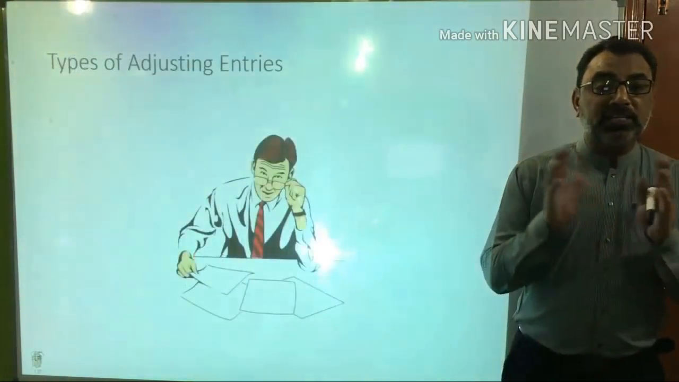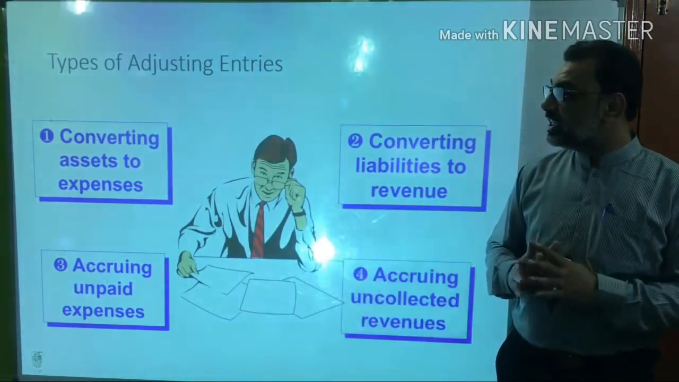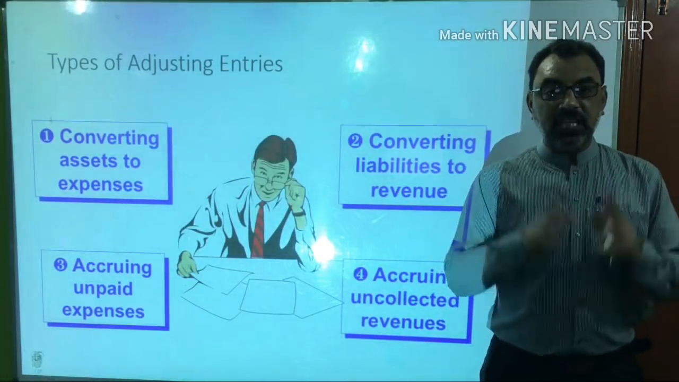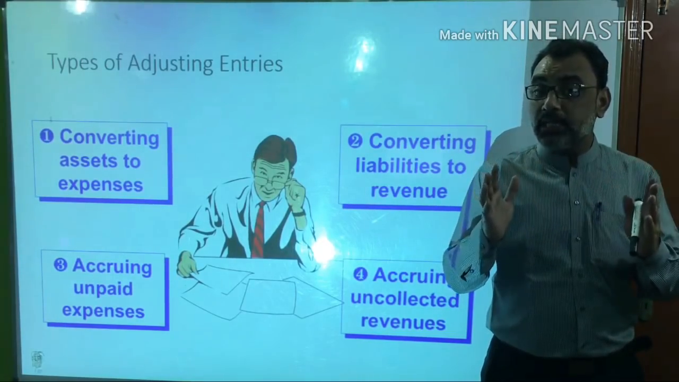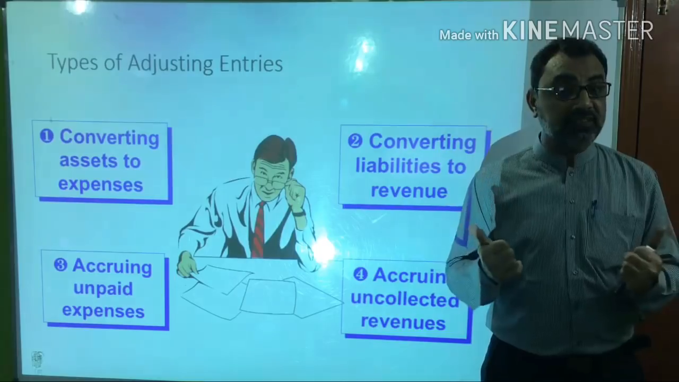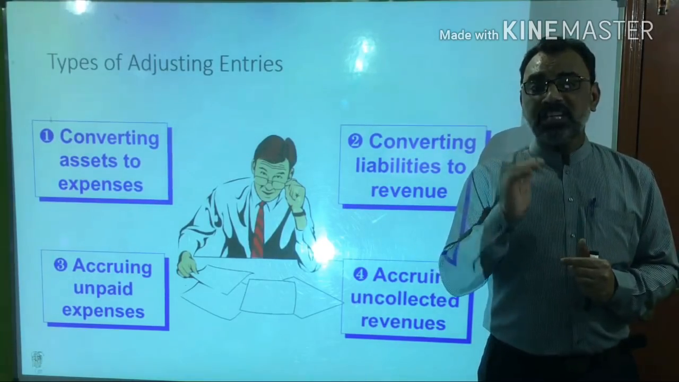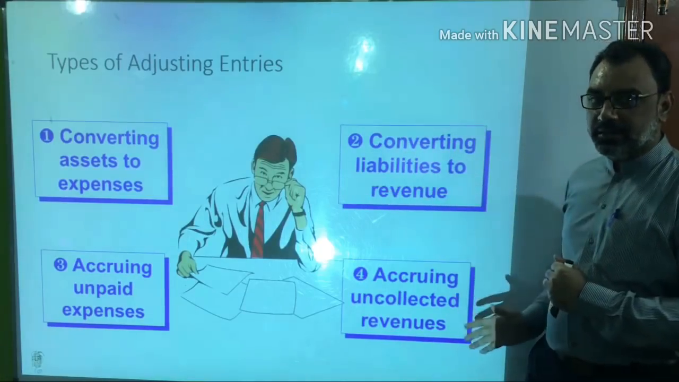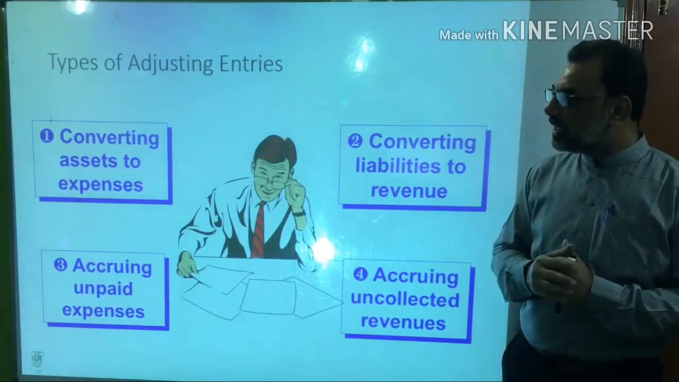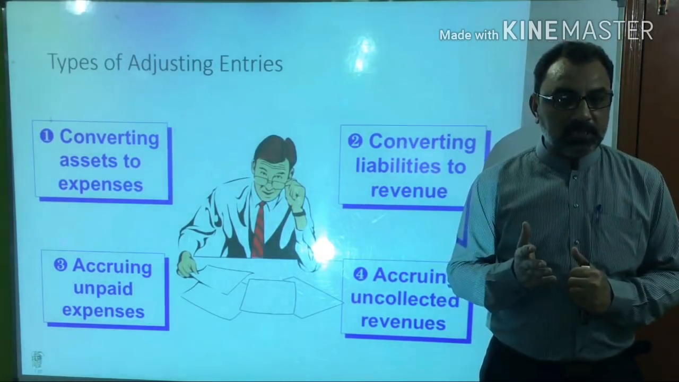So, the types of adjusting entries. Here you can see there are four types of adjusting entries. The number of adjustments needed at the end of each accounting period depends entirely upon the nature of the company's business activity. However, most adjusting entries fall into one of four general categories. Number one is converting assets to expense.